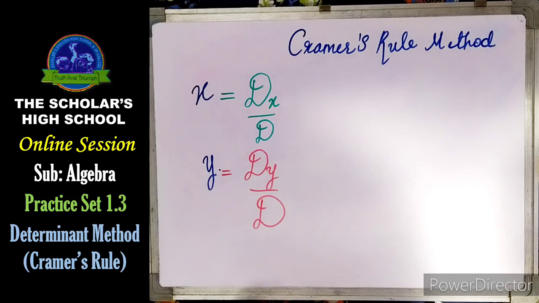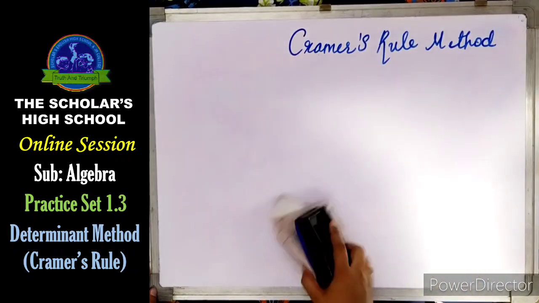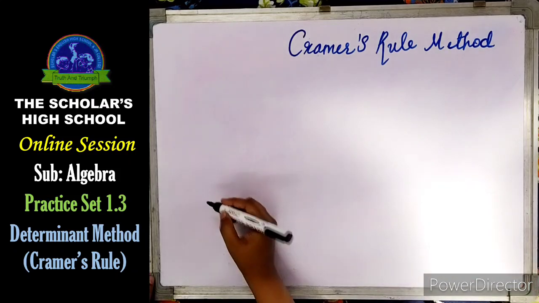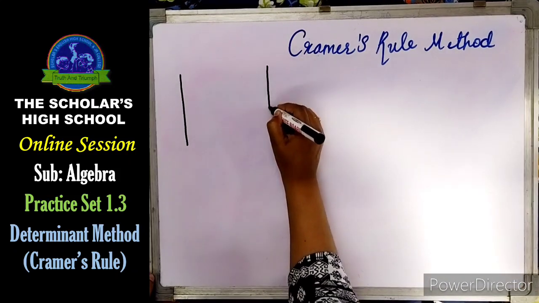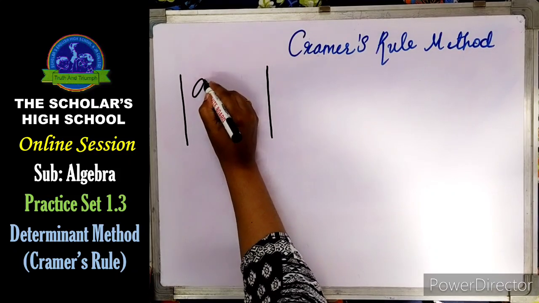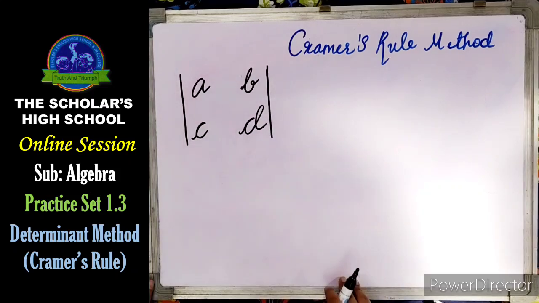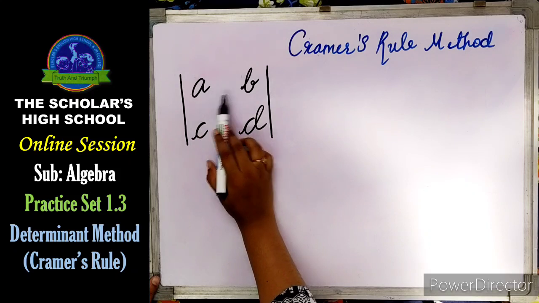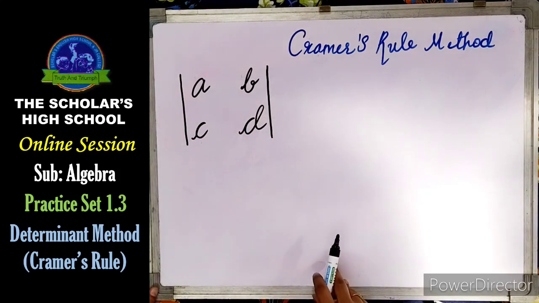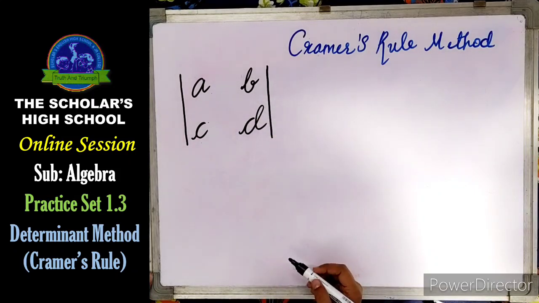Okay, so now what are determinants? This is a formula to find out the value of x and y. So first we should know what are the determinants. So let us understand determinants first. Now you will see this is a determinant column where there are four terms or four numbers written. I'll write alphabet A, B, C and D. So here your A, B and C, D are the rows of determinant. A, C and B, D are the columns of determinant.